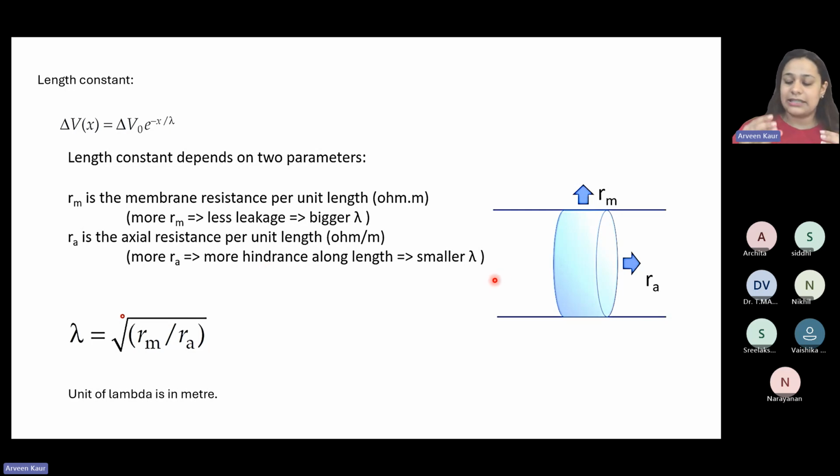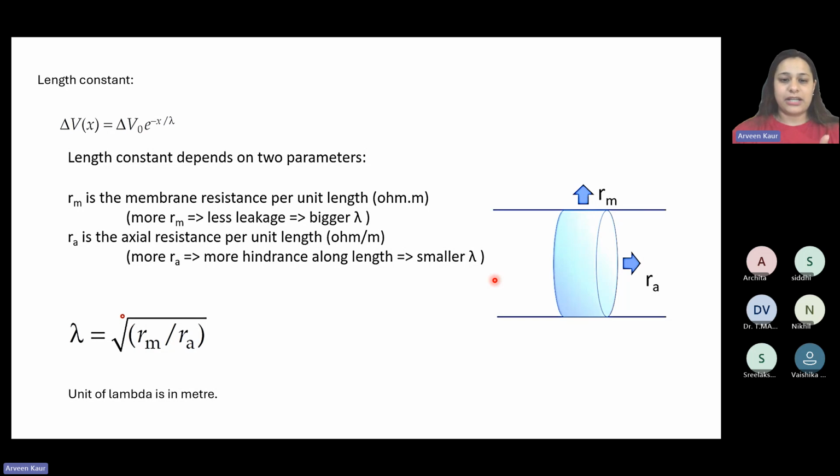So what does this mean? That if the diameter of the tube that it is flowing through is smaller, then more resistance will be encountered and less of it will be able to move along. More of it will try to move outside the membrane, even though the membrane resistance is there, right? So that is what is going to happen. So it is going to be inversely proportional to Ra, right?